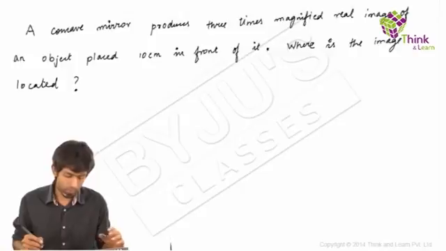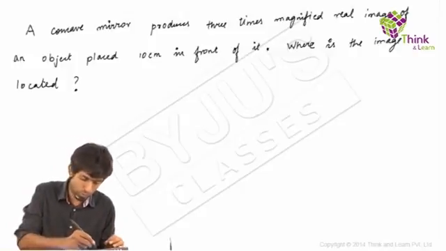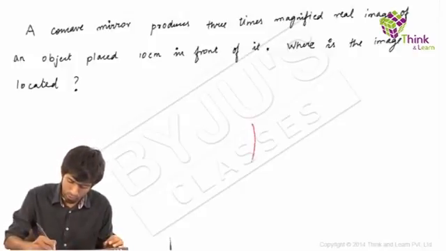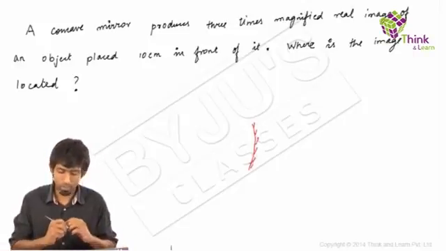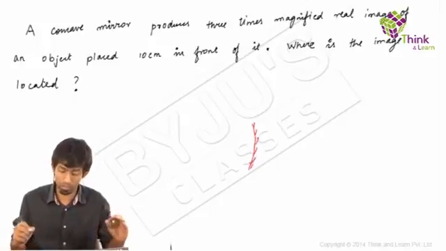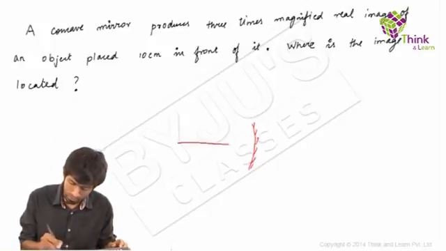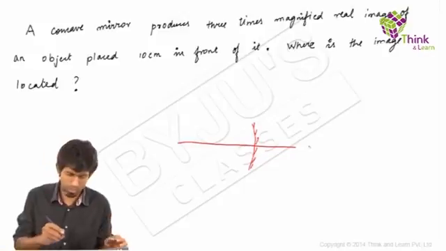So what is the question saying? A concave mirror. The moment that's told, I'm going to imagine it in my head; I'm not going to do this on paper all the time. A concave mirror produces a 3 times magnified real image. Okay, that sentence tells me that I need a real image.